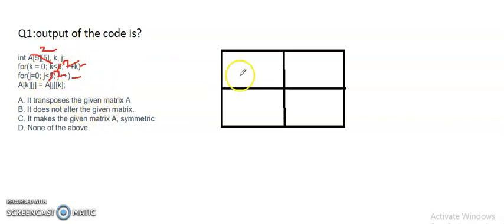First of all, we will insert the elements here: element 1, element 2, element 3, element 4. This is the zeroth row and first row, and this is the zeroth column and first column. Initially k equals 0 and j equals 0, so it is accessing the 0th row and 0th column, the first cell. It will override this value with the 0th row and 0th column, meaning it is replaced by itself, so this one will not change.